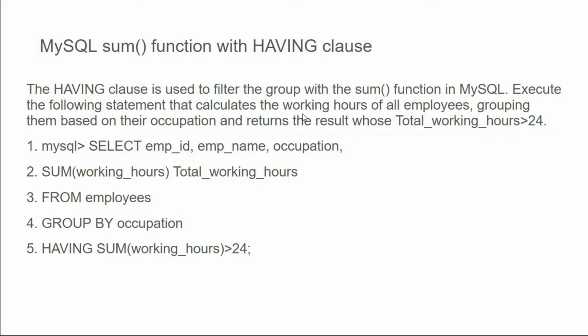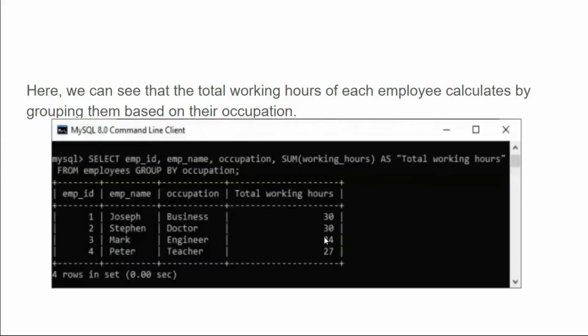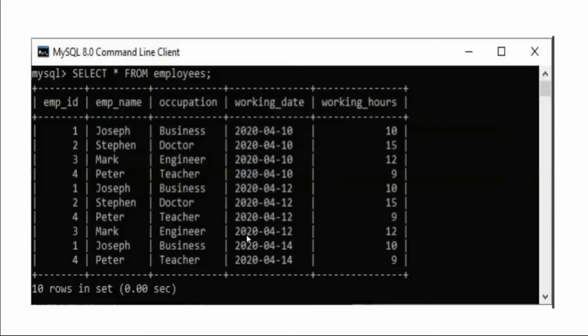So when you're calculating the total number of working hours based on the occupation, that working hours should be more than 24. That alone we should be displaying. The remaining things we will not be discussing. If you see here, we have 30, 30, 24, 27 from the previous query. As per the new query, this 24 should not be considered because it should be greater than 24.